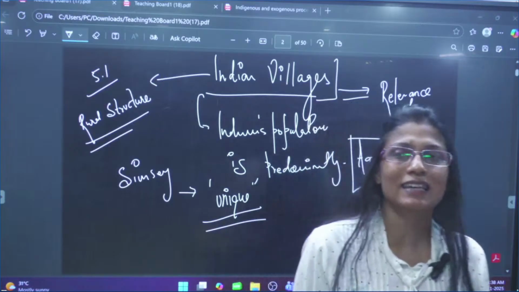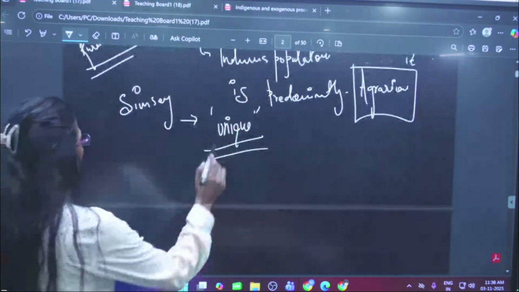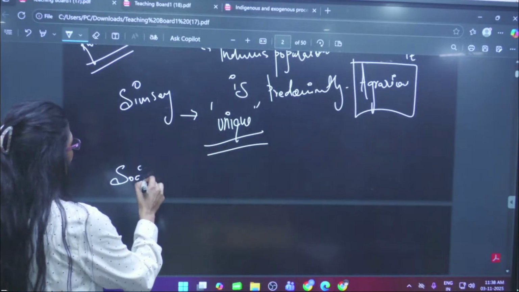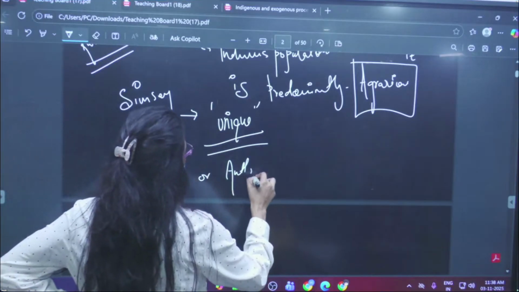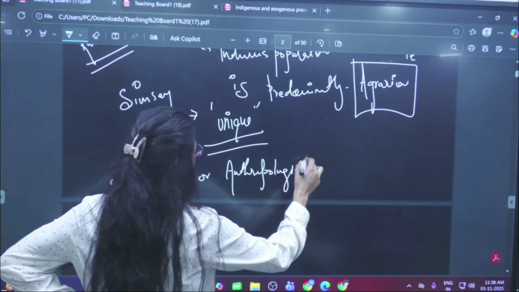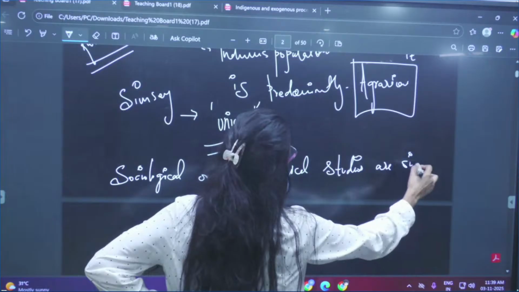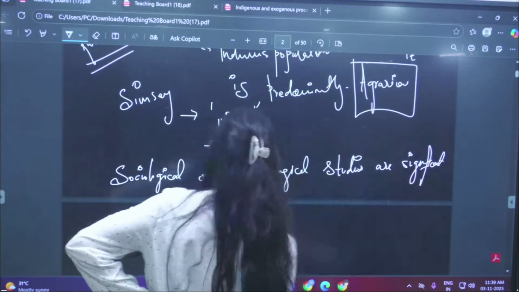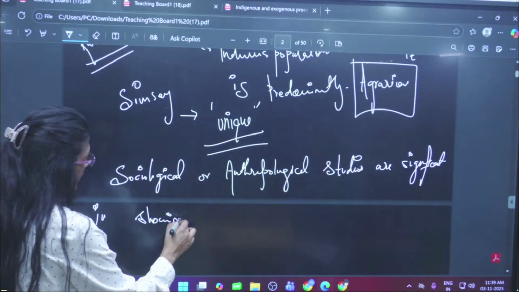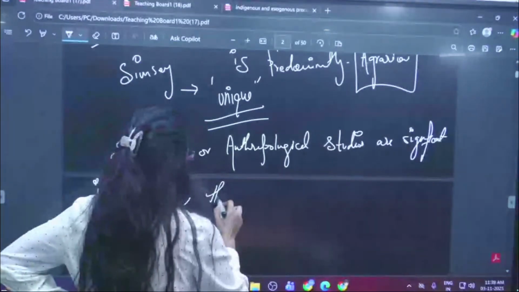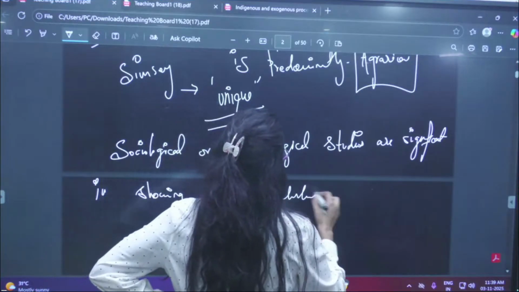Now, sociological or anthropological studies have played a significant role. Sociological or anthropological studies are significant in showing the characteristics of Indian villages.